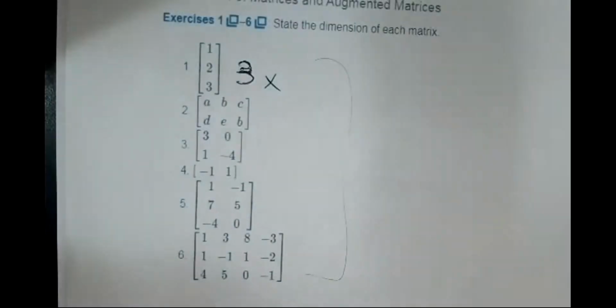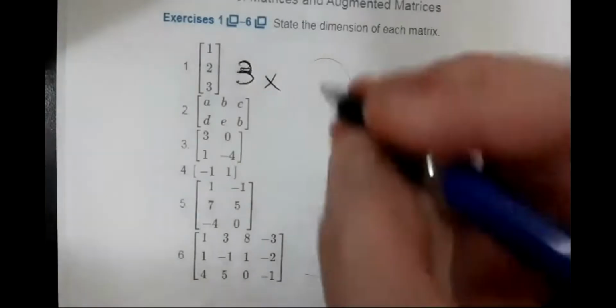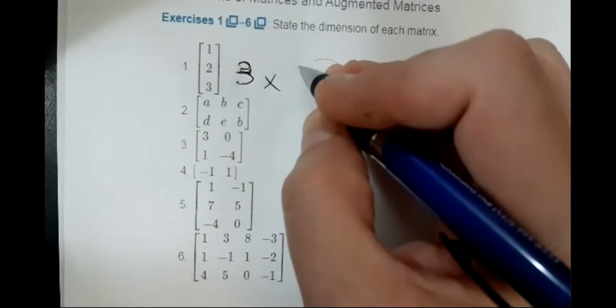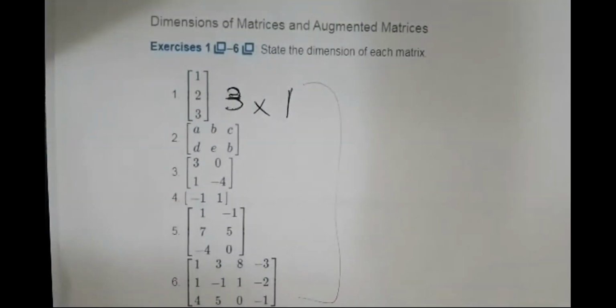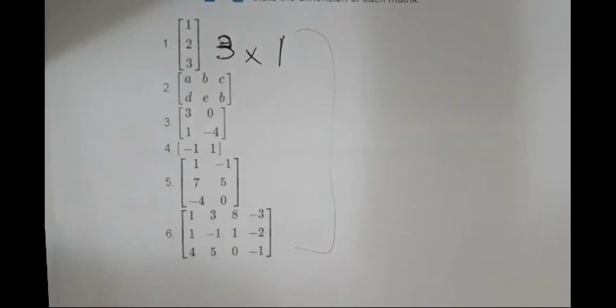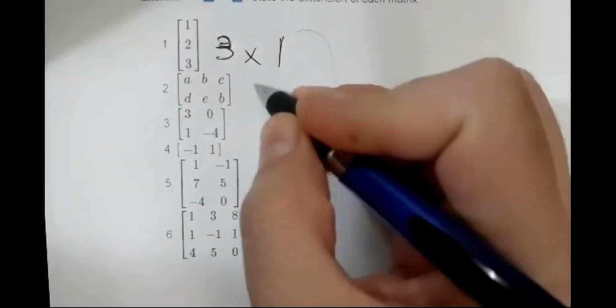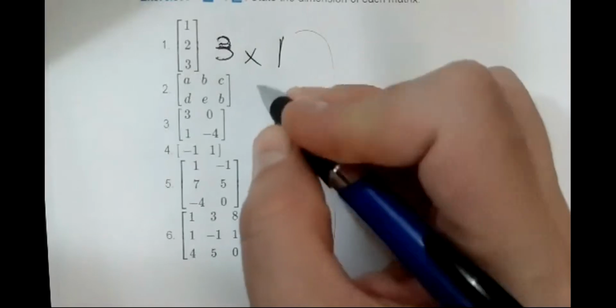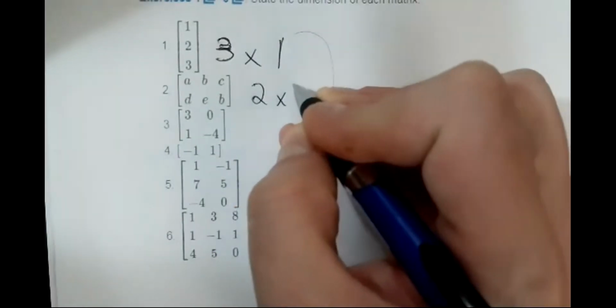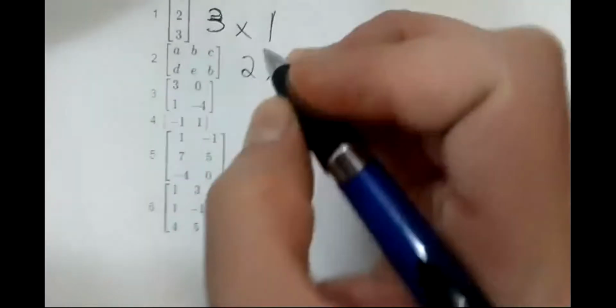3 by 1. How many columns? 1. That's it. That's 3 by 1. So fair warning, I am really horrible at this. I will mix these up pretty easily. So how many rows is this? 2. And it's 2 by 3.